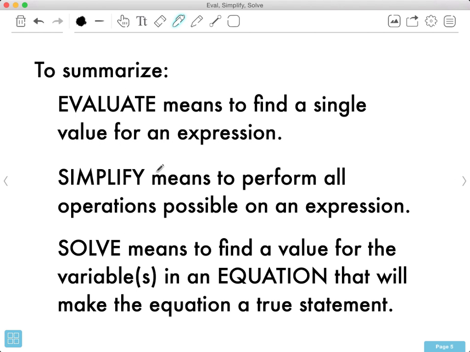So just a quick recap. Evaluate means find a single value, numeric value for an expression. Simplify means to perform all operations possible on an expression. And solve means you have to find a value for the variable or variables. You might be dealing with multiple variables in an equation. And that's the important part. We're dealing with equations here with equal signs. You're looking for a value that will make the equation a true statement.